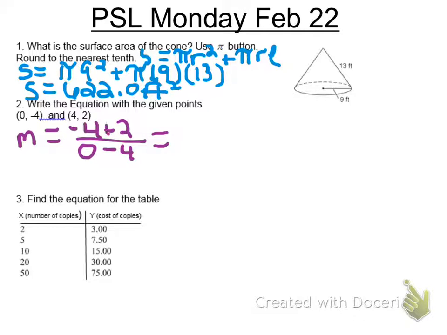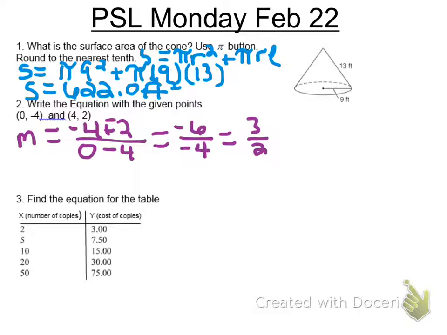So if you keep change, you've got -4 plus a -2, which is going to give us a -6, and 0 minus 4 is a -4. Remember, we can't have a negative over a negative. That's just going to be a positive, and we need to simplify 6/4, which is actually 3/2.